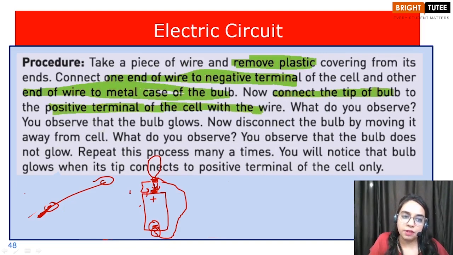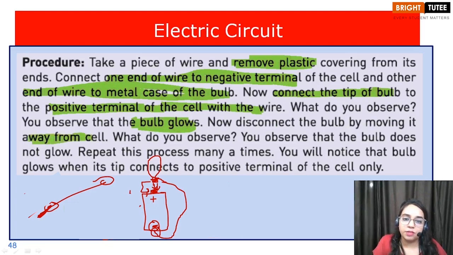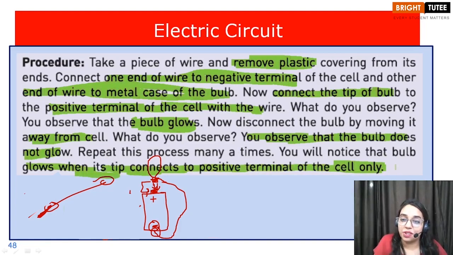What do you observe? You will observe that the bulb starts glowing. Now disconnect the bulb by moving it away from the cell. What do you observe? You will observe that the bulb does not glow, and repeat this process many times. You will notice that the bulb glows only when the tip of it connects to the positive terminal of the cell. Okay children, I really hope that this activity is clear to you.